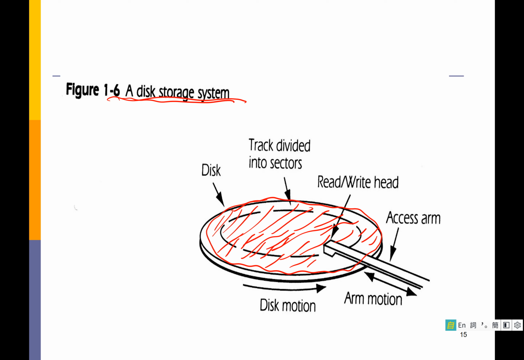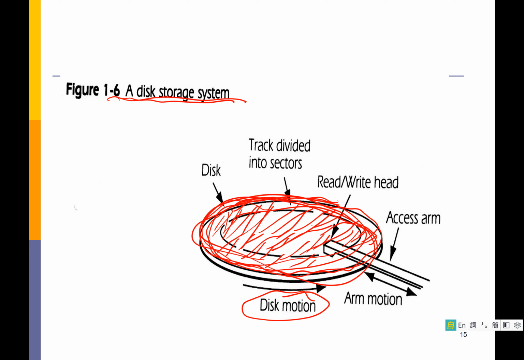And the way it works is this disk will spin. Okay, this motion is this disk will spin. So the whole disk, the surface of the whole disk, can be used to save information, to save data. And we have a SSRAM.